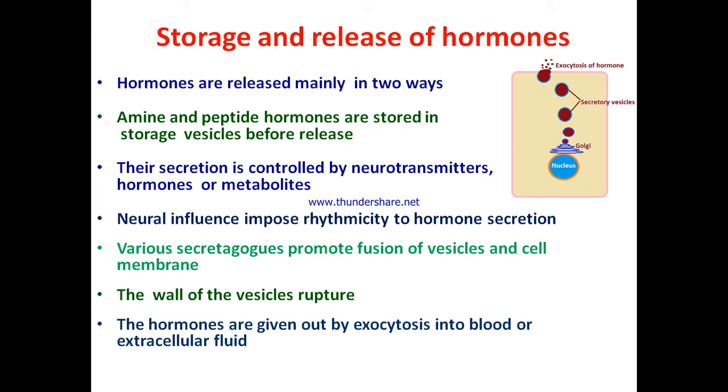This secretion is controlled by neurotransmitters, hormones, and metabolites. Neural influence imposes a rhythmicity on hormone secretion. So there is a rhythmicity, the period of which depends on the type of hormone and the type of action needed. That we will see later in detail. Various secretagogues, the many factors which control the secretion, promote fusion of vesicles and the cell membrane.